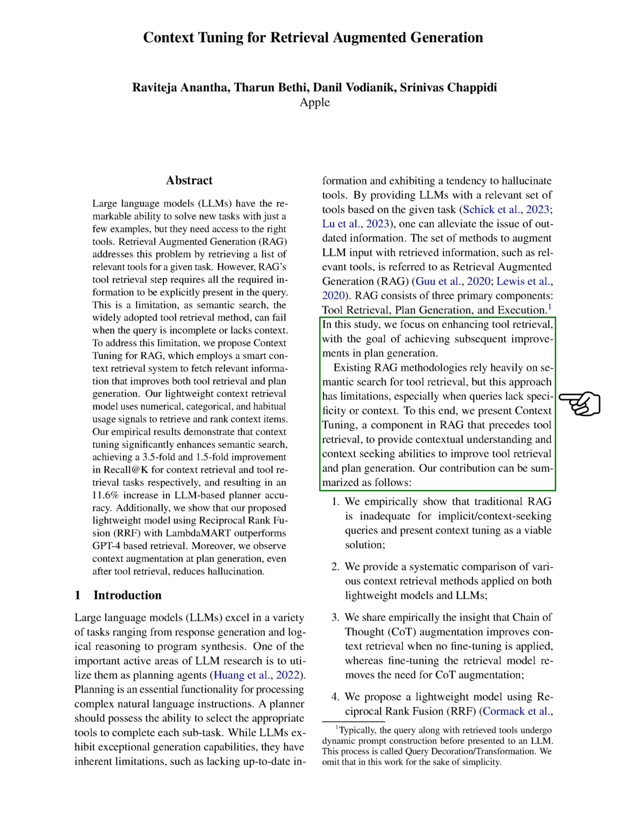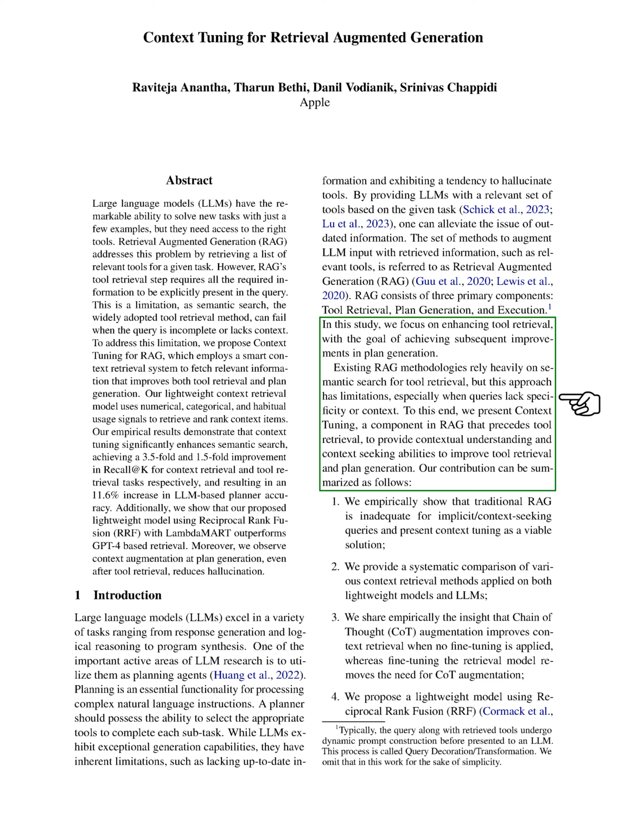In this study, we're focusing on improving tool retrieval, with the aim of also enhancing plan generation. Current RAG methods heavily rely on semantic search for tool retrieval, but this approach has its limitations, especially when the queries are vague or lack context. To tackle this, we introduce context tuning, a component in RAG that comes before tool retrieval. It aims to improve tool retrieval and plan generation by providing a better understanding of the context and the ability to seek context. Our contributions in this study are as follows.